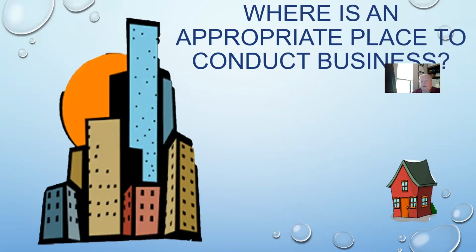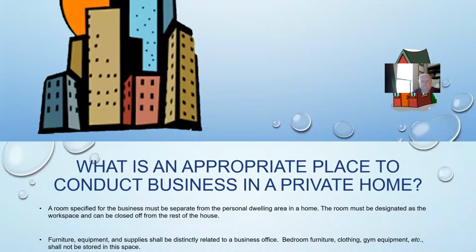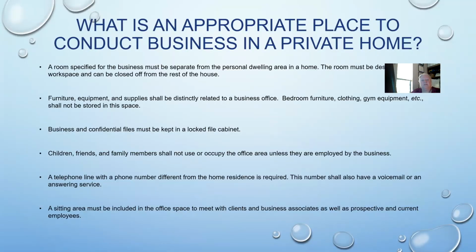Where is an appropriate place to conduct business? What is an appropriate place to conduct business in a private home? A room specified for the business must be separate from the personal dwelling area in a home. The room must be designated as a workspace and can be closed off from the rest of the house. Furniture, equipment, and supplies shall be distinctly related to a business office. Bedroom furniture, clothing, gym equipment, etc. shall not be stored in this space.